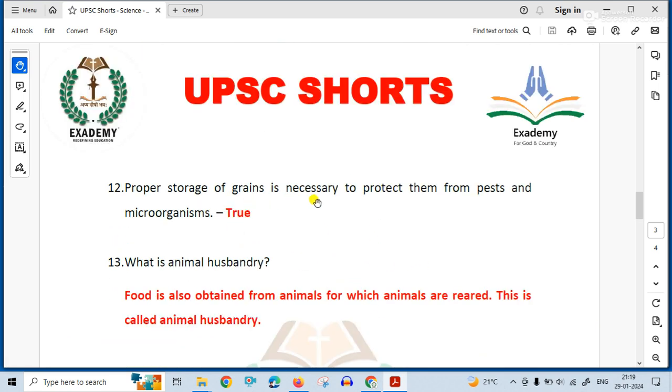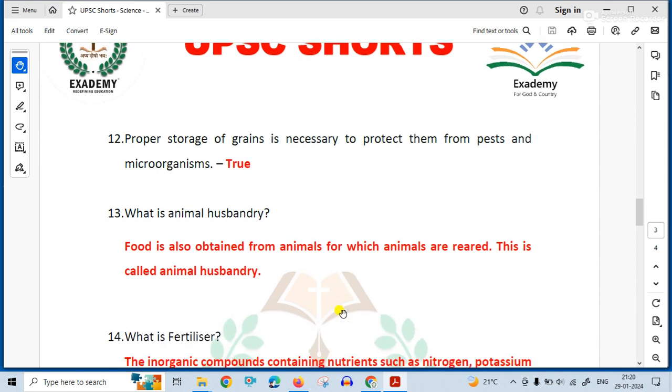Proper storage of grains is necessary to protect them from pests and microorganisms. This statement is true. What is animal husbandry? Food is obtained from animals for which the animals are reared. This is called animal husbandry.